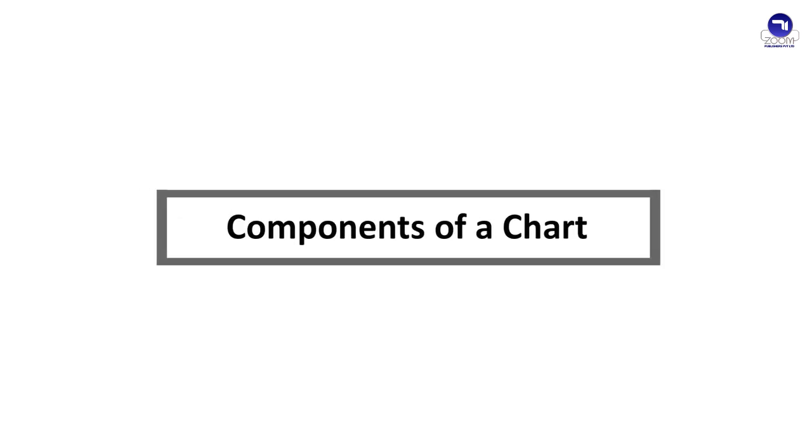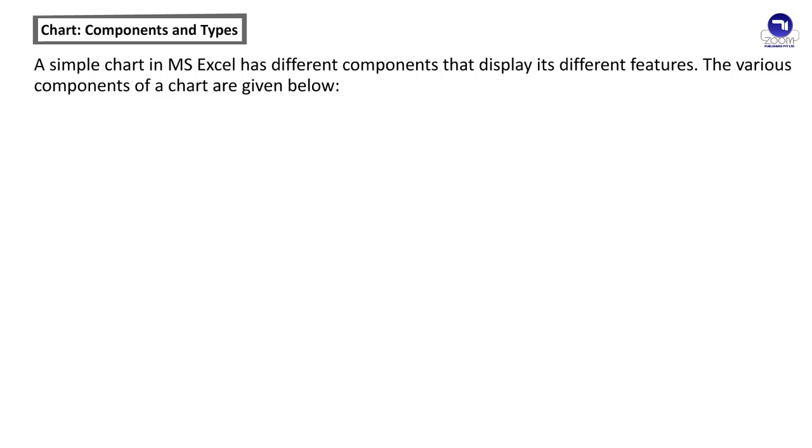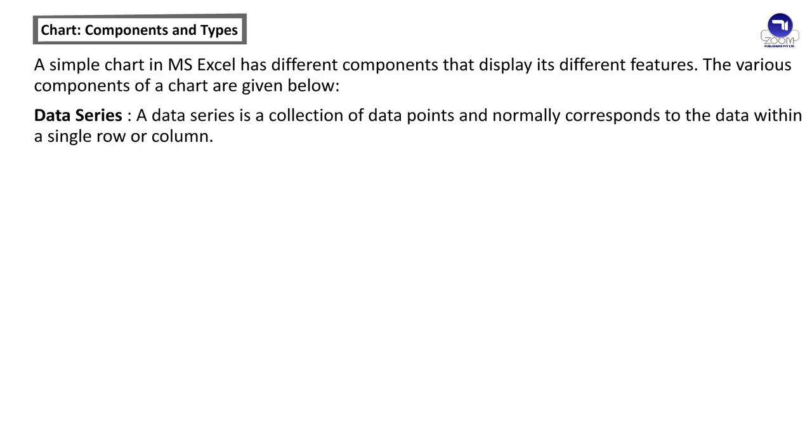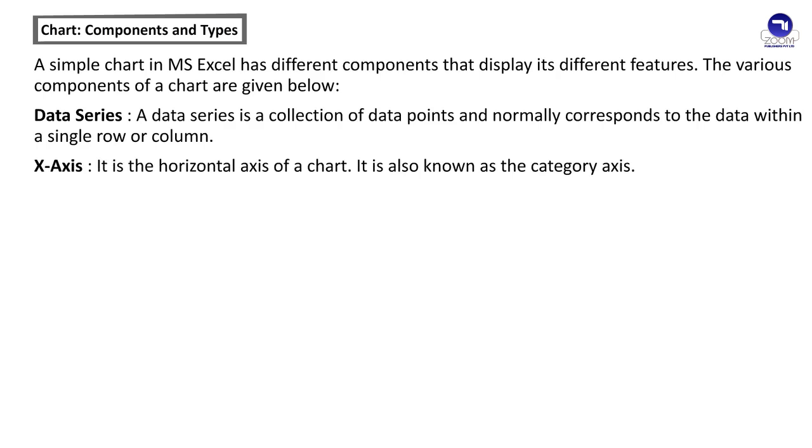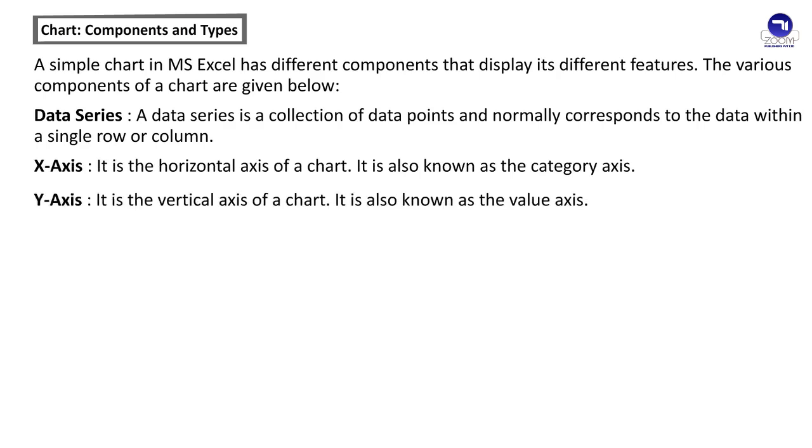Components of a chart. A simple chart in MS Excel has different components that display its different features. The various components of a chart are given below. Data series. A data series is a collection of data points and normally corresponds to the data within a single row or column. X-axis. It is the horizontal axis of a chart. It is also known as the category axis.